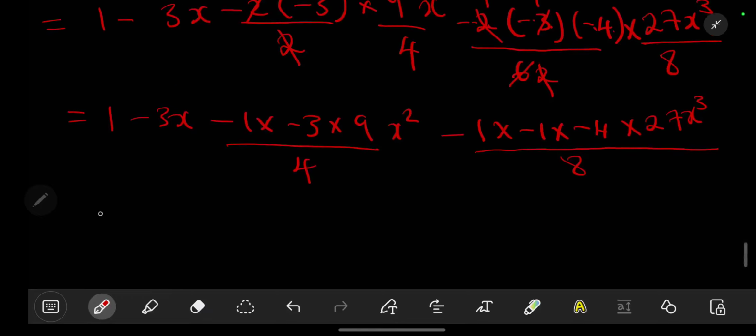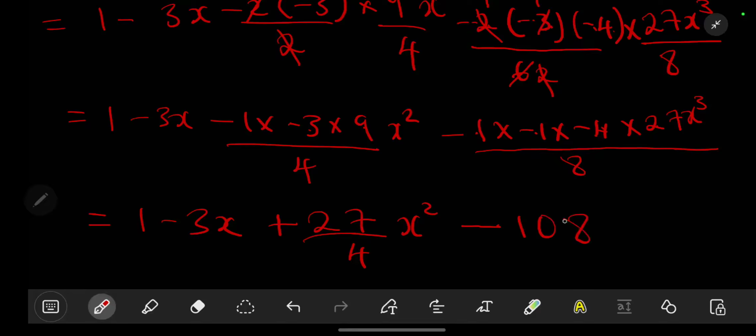When we do our calculation, we are going to get 1 minus 3x. Then we have plus 3 times 9, that will be 27. So you can see negative times negative, it's positive, over our 4. Then we have our x squared. Negative times negative times negative, it will be a negative value. Then we have 4 times 27. This will be equal to a value of 108 over our 8. So we have plus dots.